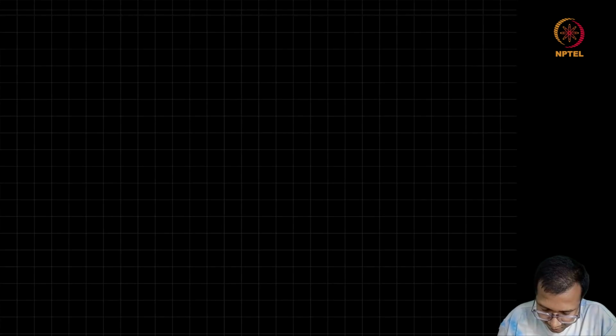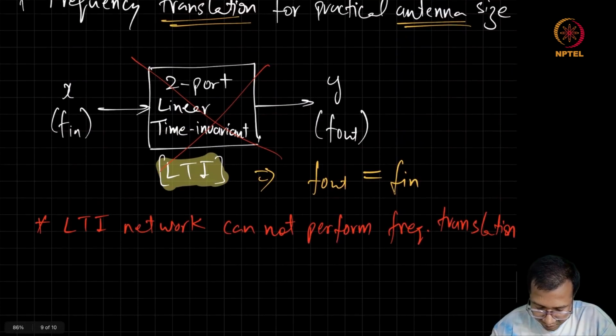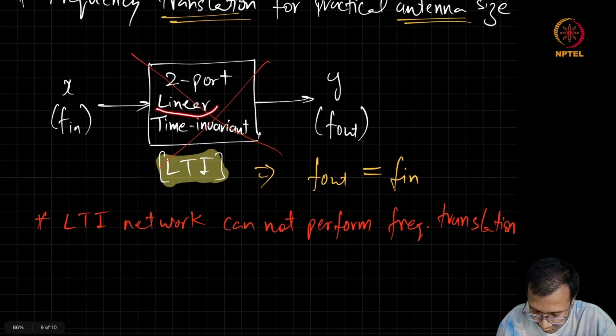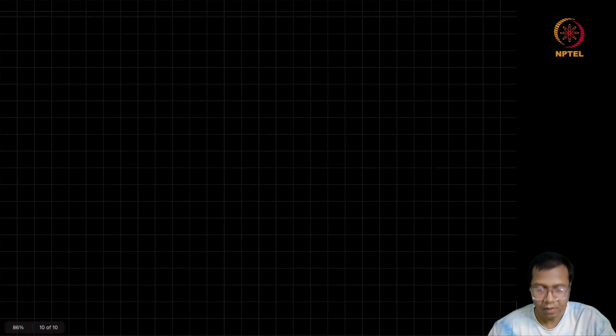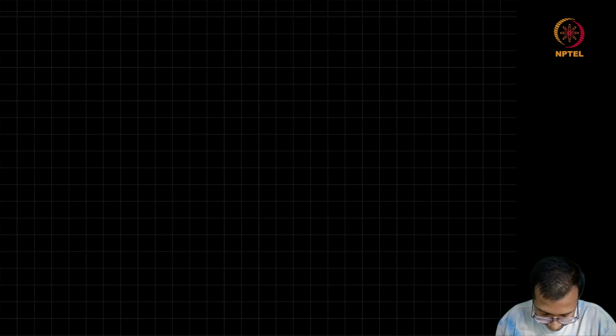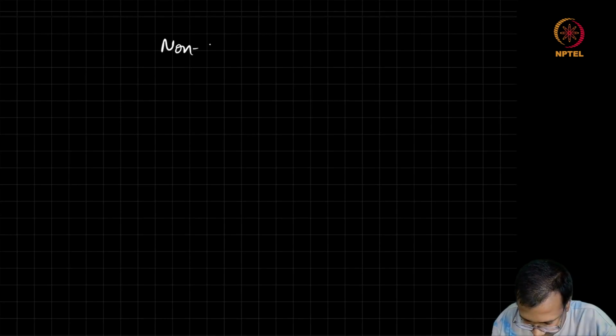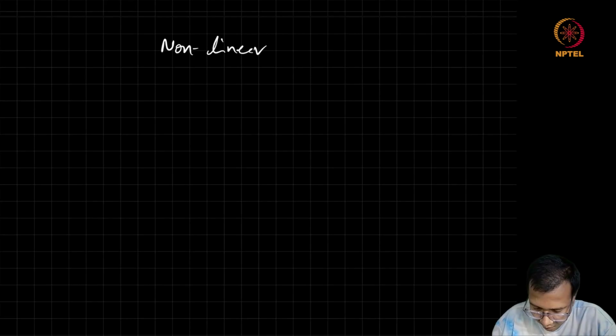So we have to change at least one of these constraints. Okay, so either we have to see if a nonlinear time invariant network can perform this job or a linear time variant system can do this job. Okay, so this is what we are going to try out. So first we will see whether a nonlinear time invariant network can help in the frequency translation. So let's take a nonlinear time invariant network.